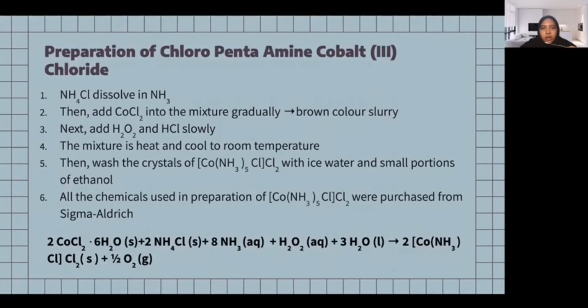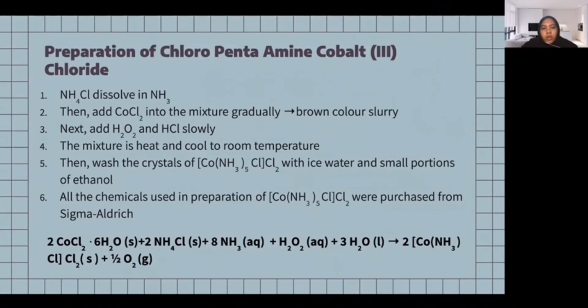So to prepare the chloropentamine cobalt trichloride, first, ammonium chloride is dissolved in concentrated ammonia. Then add cobalt(II) chloride into the mixture gradually until a brown slurry is obtained. After the brown slurry is obtained, add hydrogen peroxide and hydrochloric acid slowly. The mixture is heated and cooled to room temperature.